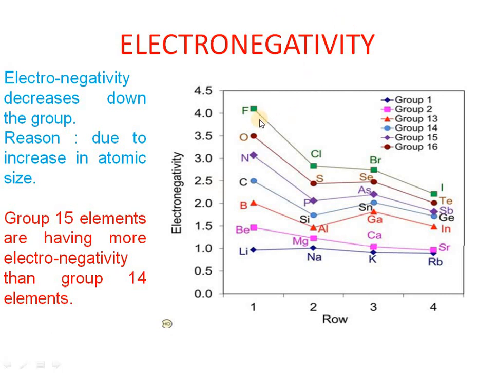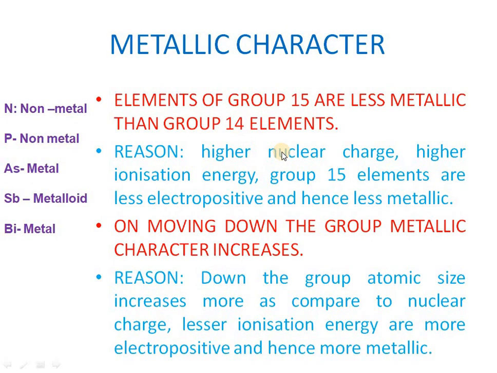You can see from here, the nitrogen family has more electronegativity as compared to group 14. But group 16 is more than 15, and group 17 is more than 16. Now this is metallic character. As we discussed already, nitrogen is a non-metal, phosphorus is a non-metal, arsenic is a metalloid, antimony is a metalloid, and bismuth is a metal. Here I might also be a metalloid; we have to check that.